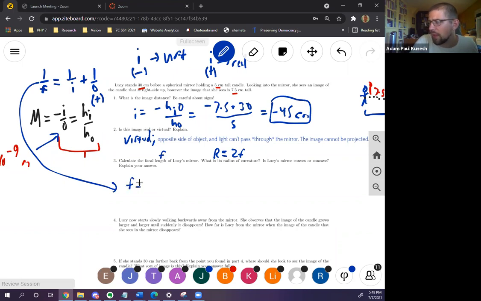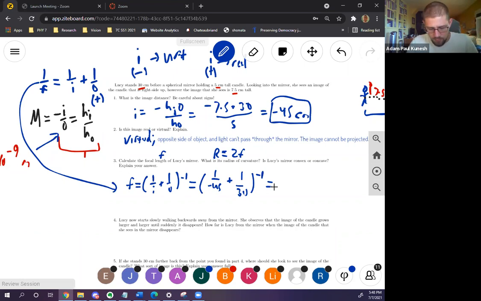So F is going to be the inverse of 1 over I plus 1 over O, which is 1 over negative 45 plus 1 over 30, inverted. And what's that number? 1 over 90, all right, equals 90 centimeters. So that's F. Now notice that this number is positive, right? Positive.